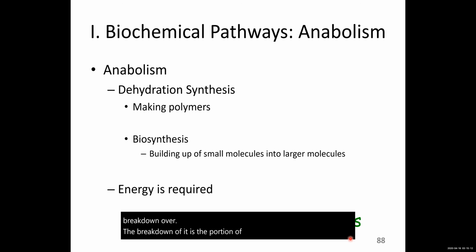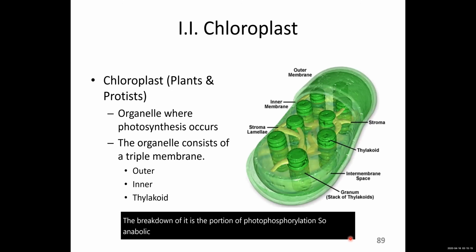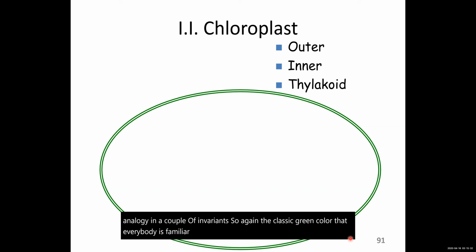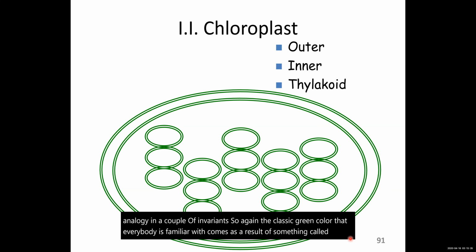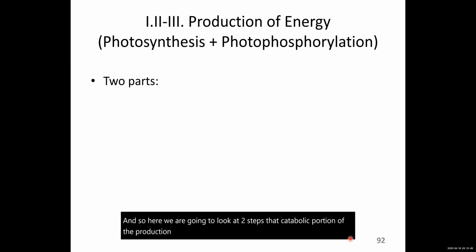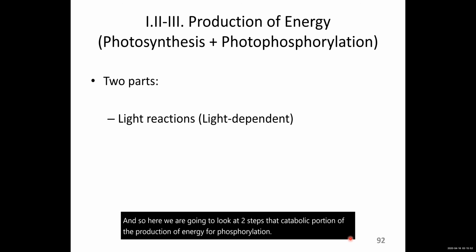So our anabolic pathways here will look at our chloroplasts or any of their derivatives, their cousins, if you will, that'll use their membranes as a way to break down and produce energy and food for things like plants and algae and a couple of their variants. So again, the classic green color that everybody's familiar with comes as a result of something called chlorophyll, or its variations called bacterial chlorophyll, in which they're present within the third and second layers of the chloroplast. And so here, we're going to look at two steps: the catabolic portion of the production of energy, photophosphorylation, and the building of materials called photosynthesis.